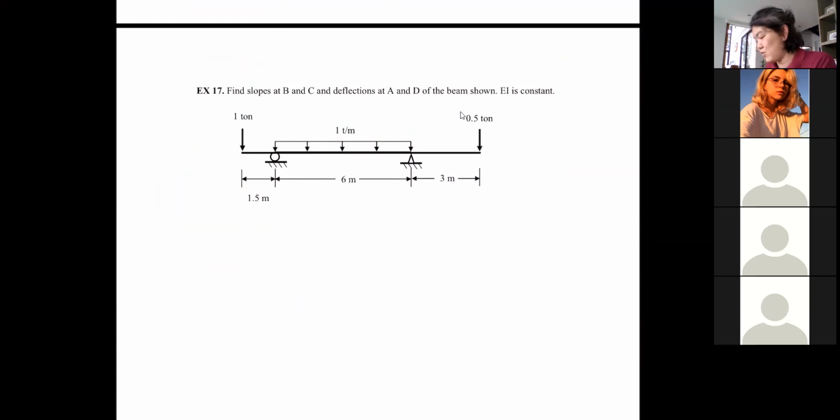Seems to me that they should be pretty straightforward. So yeah, A, B, C, and D. Now what do we want? We want slope at B and C, or the rotation here and here. And we also want the displacement at A and D. So it seems to be like a lot of work, right? So let's start it, okay?